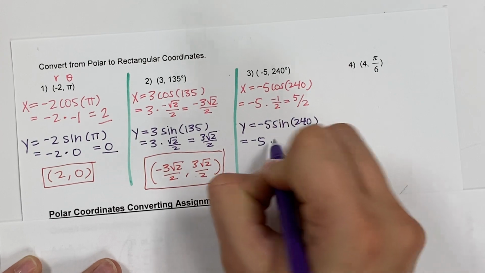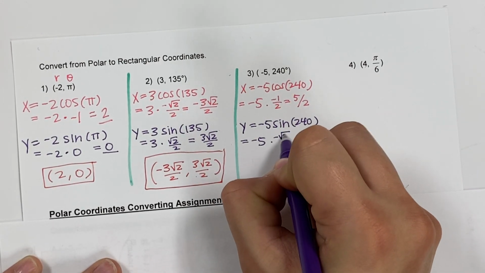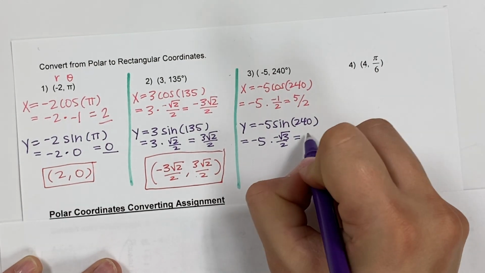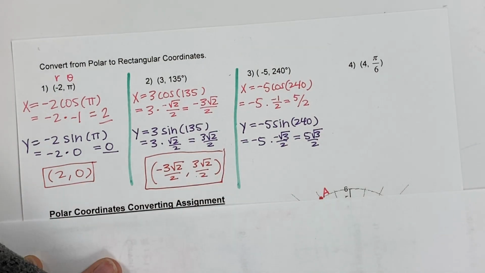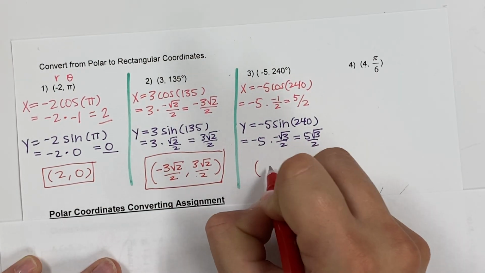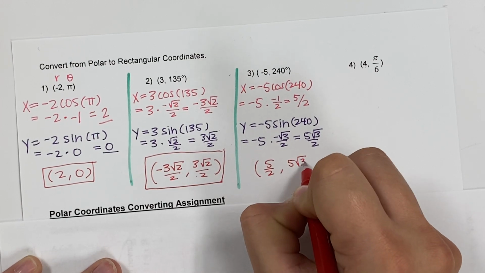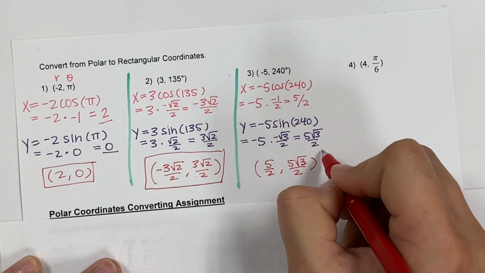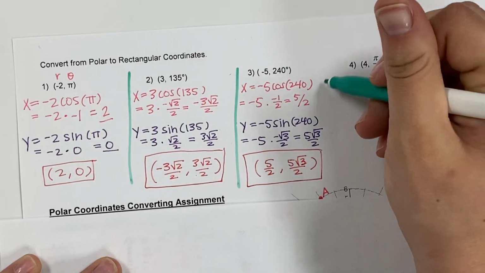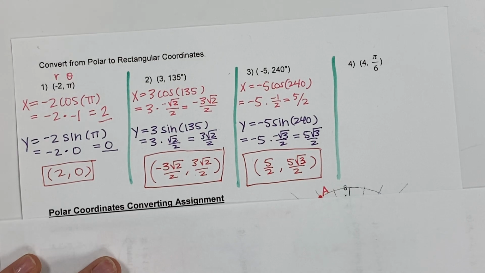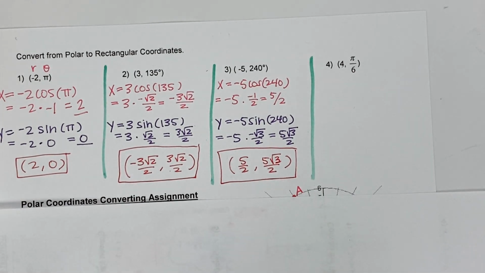Y value, same thing, but sine. So -5 times, at 240, the y value is -√3/2. 2 negatives make a positive, but nothing simplifies. So my answer, 5/2, 5√3/2. Yay! Okay, y'all try number 4 before watching me do it. So pause the video and try yourself some number 4, and then you can check your answer with me when you press play.